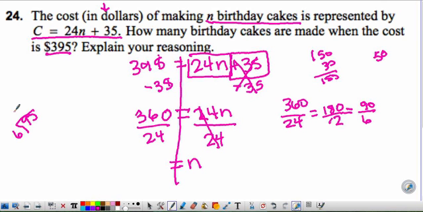6 goes into 9 one time. 1 times 6 is 6. Yes, it will. How many times will 6 go into 30? 5. So 15.